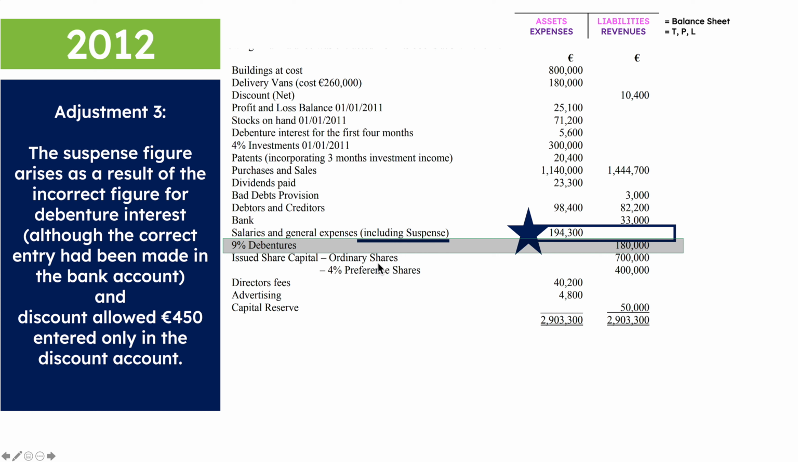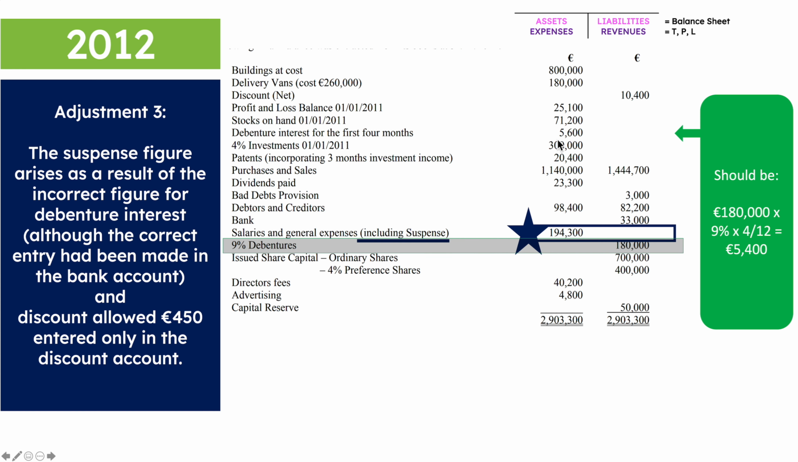2012, adjustment 3. The suspense figure arises as a result of the incorrect figure for debenture interest, although the correct entry had been made in the bank account, and discount allowed 450 entered only in the discount account. Okay, so debenture interest is incorrect. So this up here, debenture interest for the first 4 months, that is incorrect. It was entered, whatever the correct figure was, in the bank account.